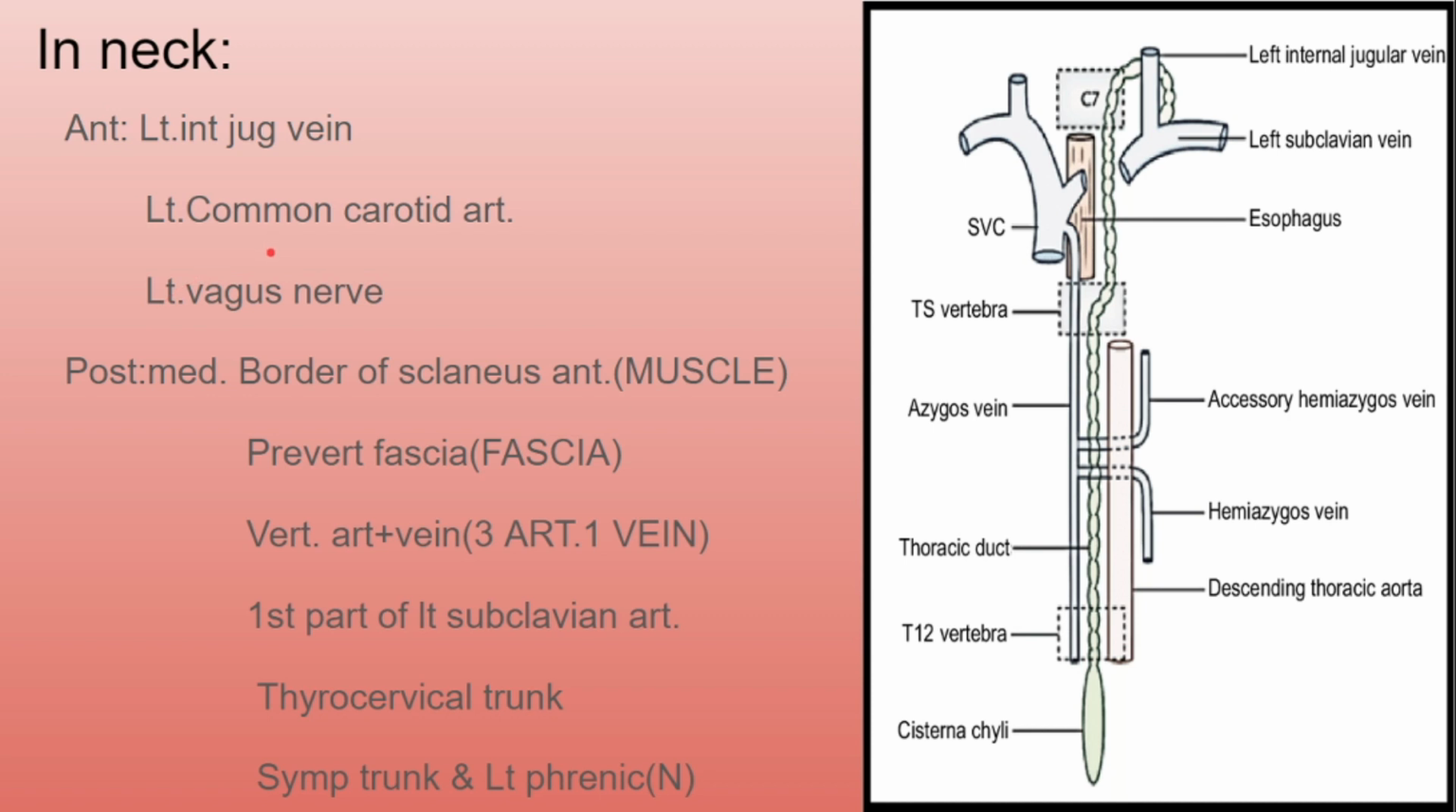Okay. Now for the posterior part, we have many things to remember. So just remember the main things: muscle, fascia, 3 arteries, 1 vein, and 2 nerves. You will remember the names afterwards. So which muscle? Scalenus anterior muscle, and fascia, prevertebral fascia. We have 3 arteries and 1 vein. Which 3 arteries? Vertebral artery, first part of left subclavian artery, and thyrocervical trunk, which is also a branch of an artery. And which is the 1 vein? Vertebral vein. And 2 nerves: sympathetic trunk and the left phrenic nerve.